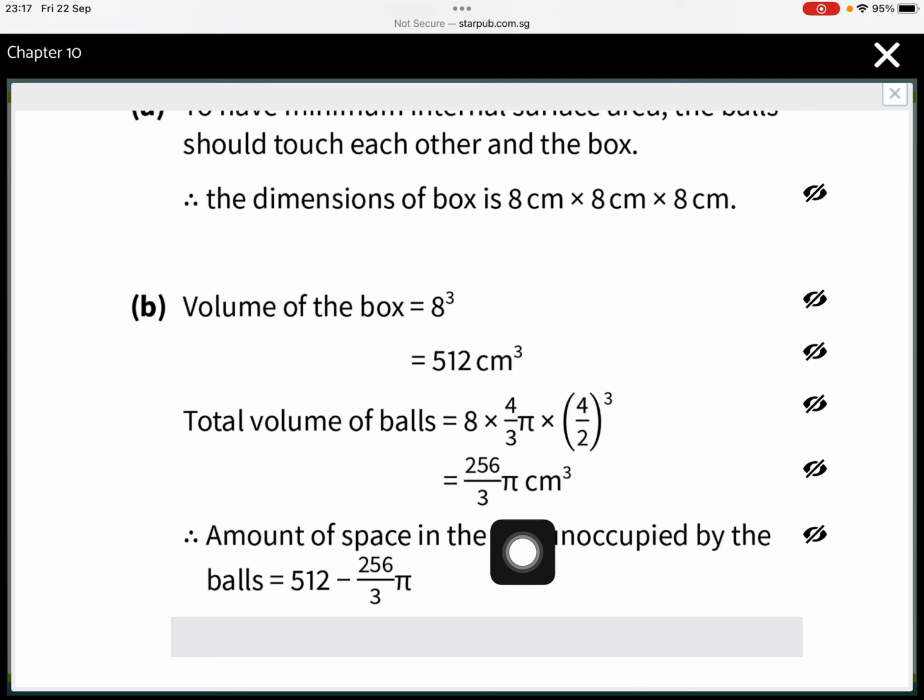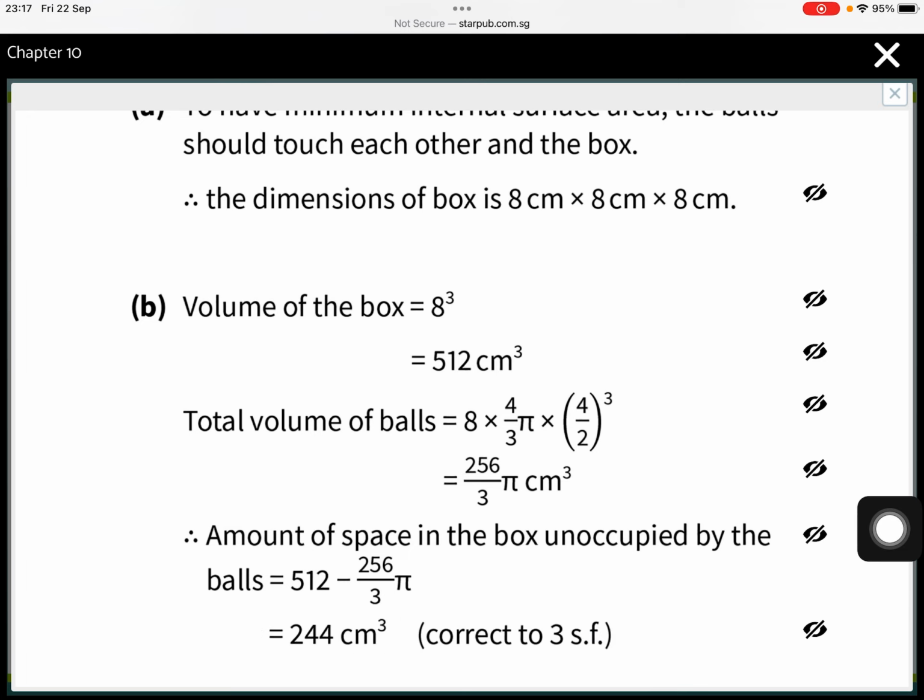Just now you also noticed for some questions, in between they did not evaluate this. It is because if you evaluate, you do some rounding off. When you bring a rounded off value over here, your calculation may lose some accuracy. But for your final answer, always do remember to apply accordingly the significant figures and the rounding off. So in this case, the volume of the box that's not occupied by the balls is 244 cm cube, correct to 3SF.